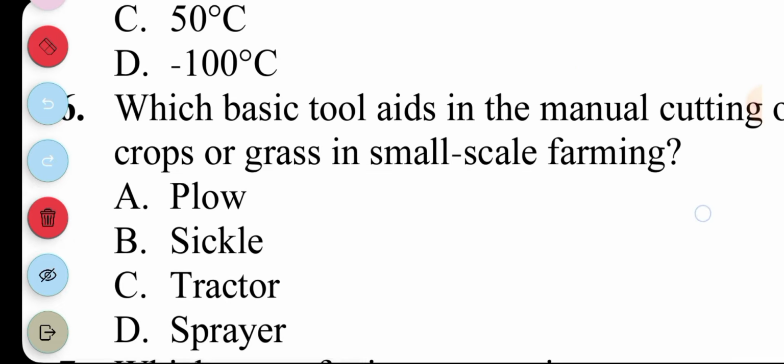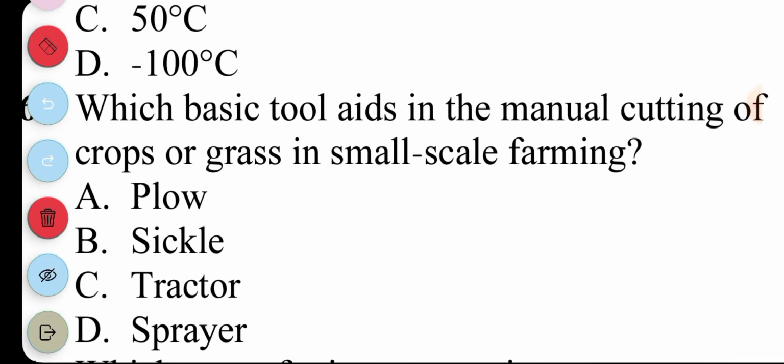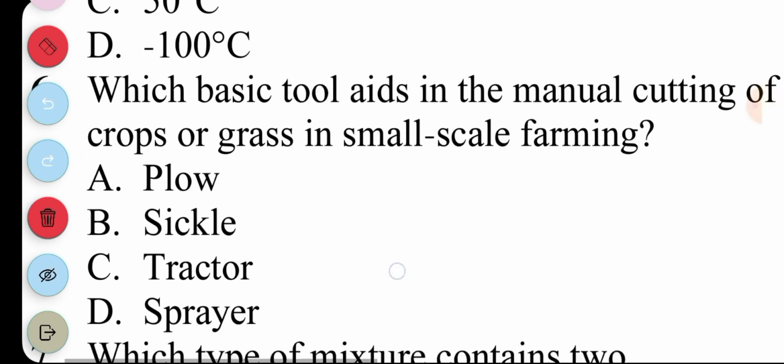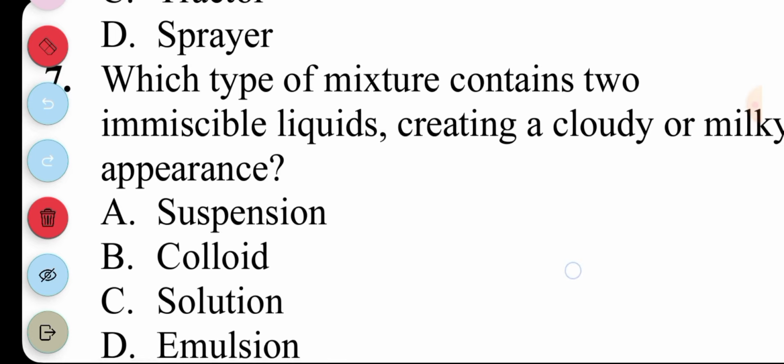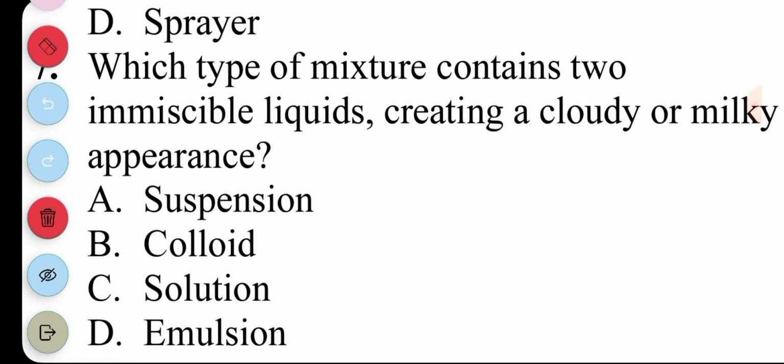Question 6. Which basic tool aids in manual cutting of crops or grass in small-scale farming? A. Plow. B. Sickle. C. Tractor. D. Sprayer. And the answer to this is B. Sickle. Question 7. Which type of mixture contains two immiscible liquids, creating a cloudy or milky appearance?